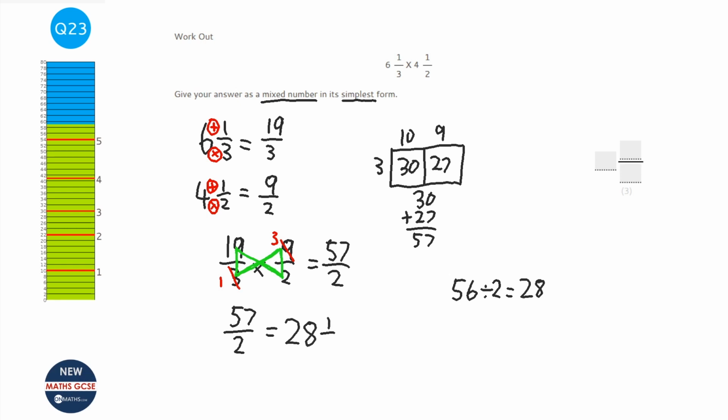and 1 remainder. So what you do is you work out how many 2's there are in 57, which is 28, and then any leftover, any remainders at the top, just create the fraction. So the answer is 28 1/2.